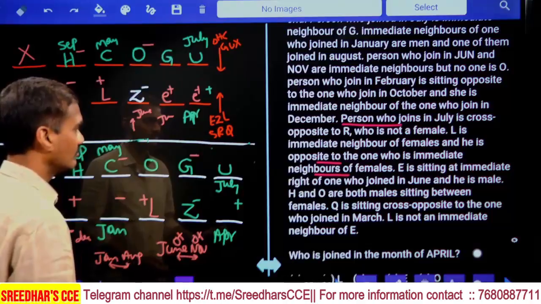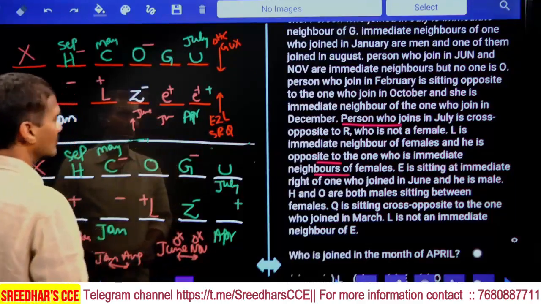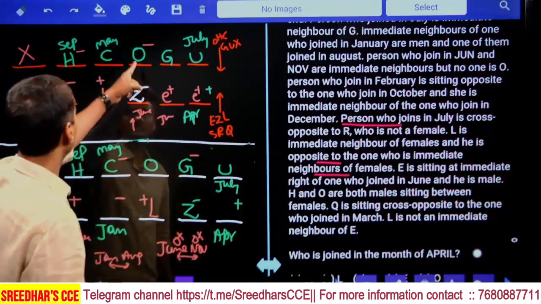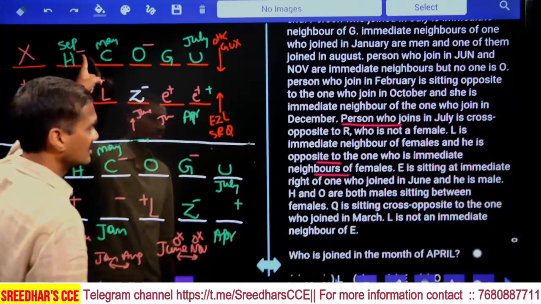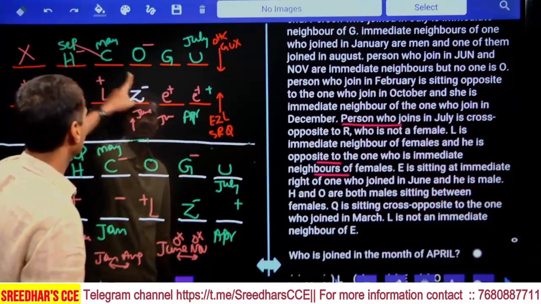And next one, H and O are both males and sitting between females. H and O both are males. Now here O is a female, H is a female, isn't it? And this case is completely ruled out.